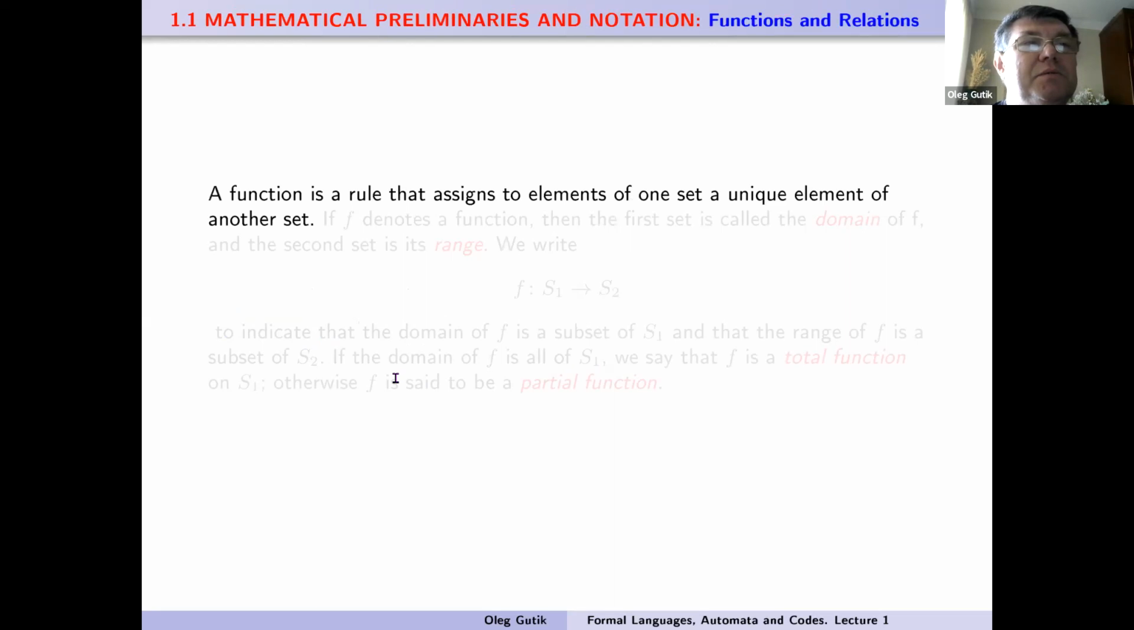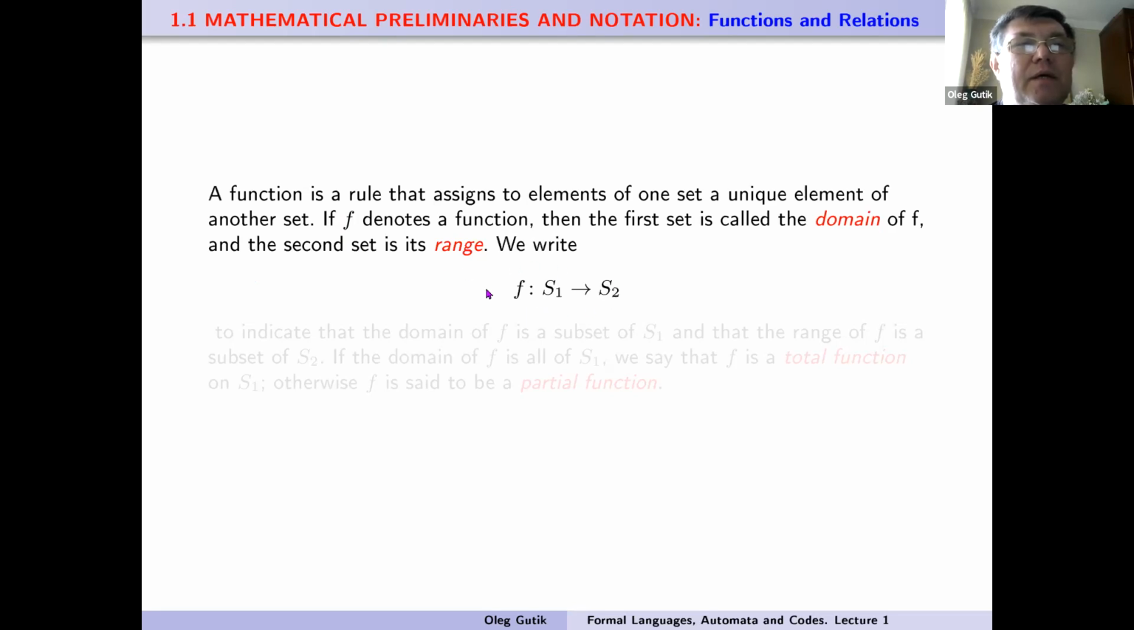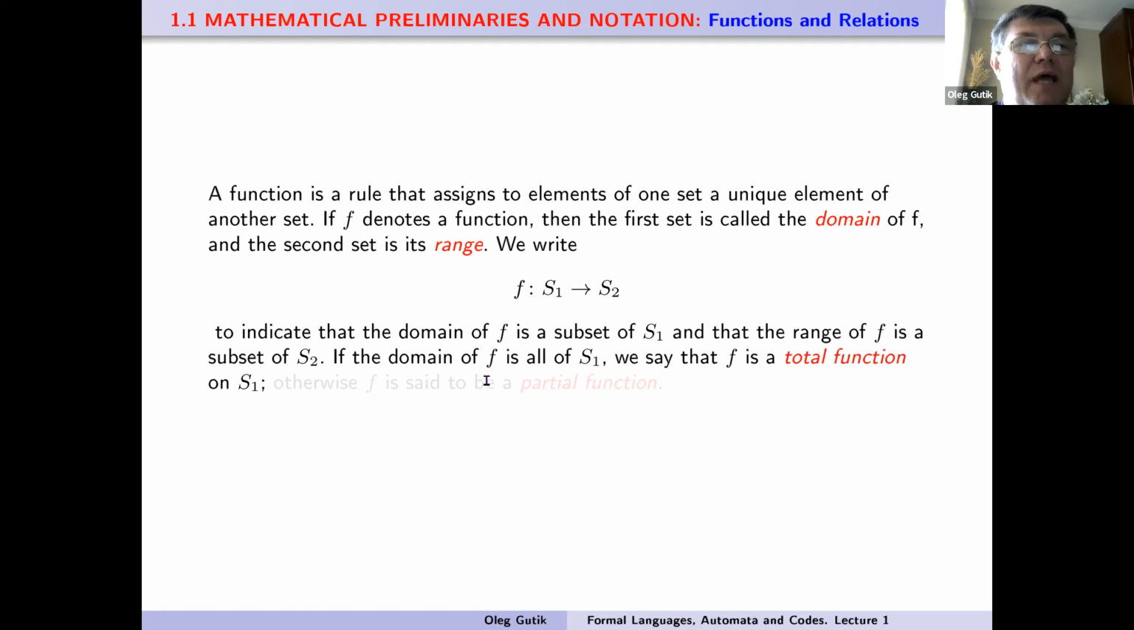A function is a rule that assigns to elements of one set a unique element of another set. If f denotes a function, then the first set is called the domain of f, and the second set is its range. We write f from S1 to S2 to indicate that the domain of f is a subset of S1, and that the range of f is a subset of S2. If the domain of f is all elements of the set S1, we say that f is a total function on S1. Otherwise, f is said to be a partial function.